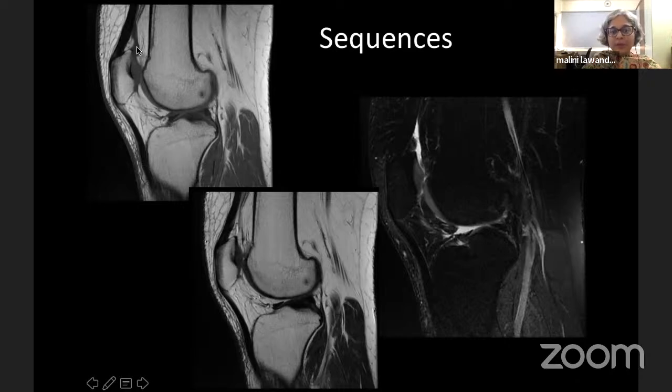This is the joint fluid here. All these are the same patient. This bit of joint fluid here is dark. So this is a T1 weighted image. Fluid is dark, fat is bright.